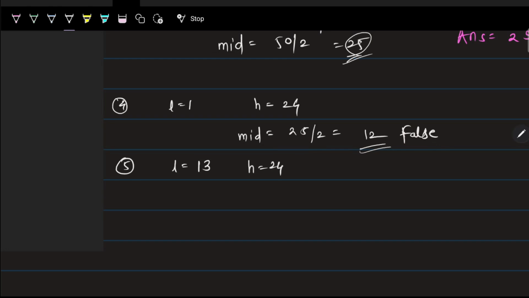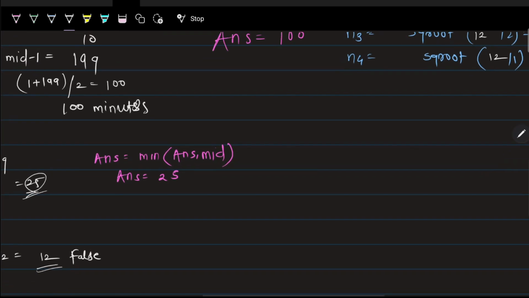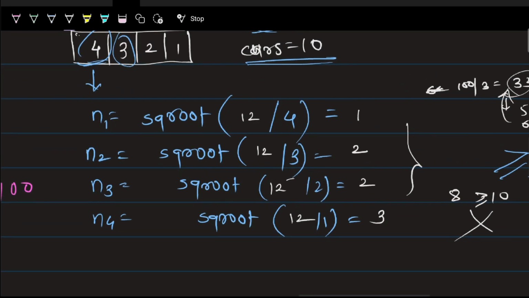High is same, 24. Now my mid will become 13 plus 24 divided by 2, that is somewhere around 18. Makes sense? Now my mid is 18. Now I will try whether it is possible to repair all the cars within 18 minutes, given to each worker with a rank given in the array. So I will just replace this 12 and put here my 18 now.